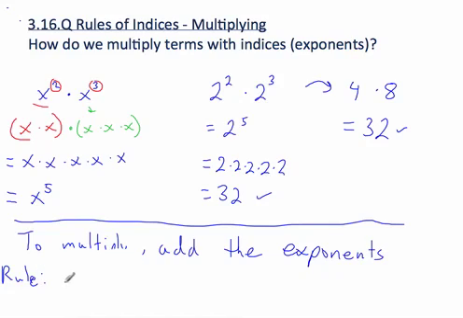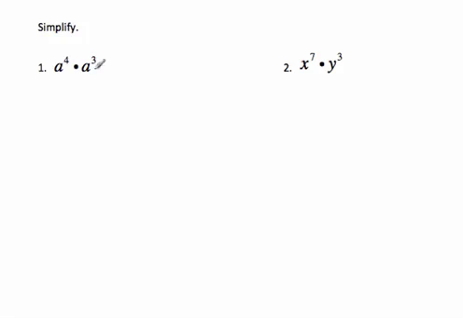And we can write this rule algebraically as well. Any number a to the power of m times the same base to the power of n is going to give you a to the power of m plus n. So that's how you write it algebraically. You add the exponents.